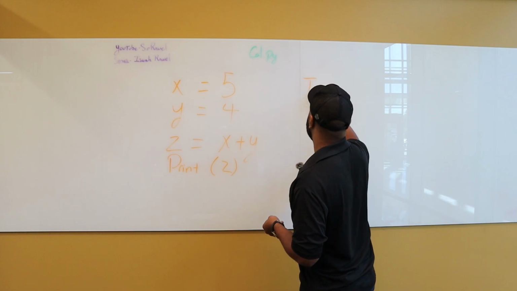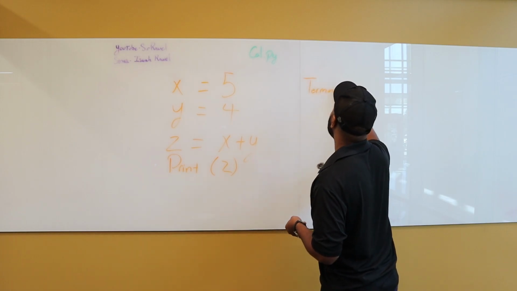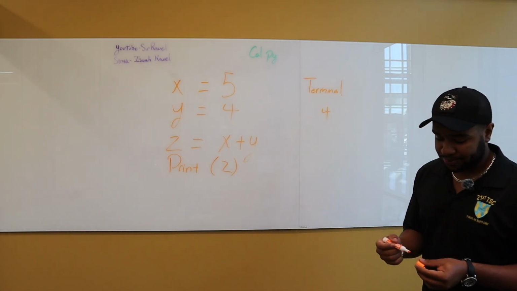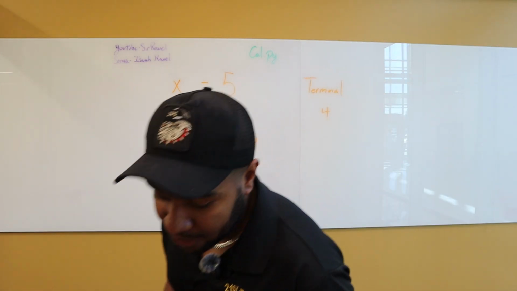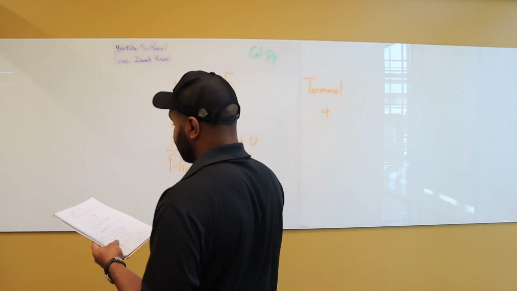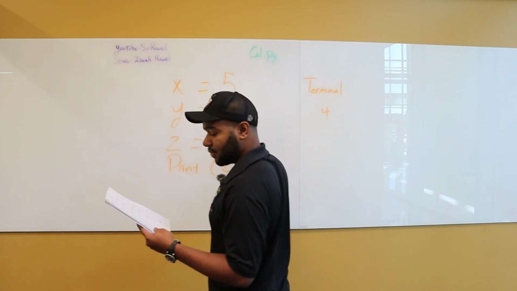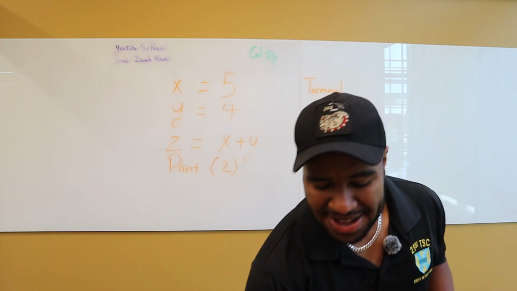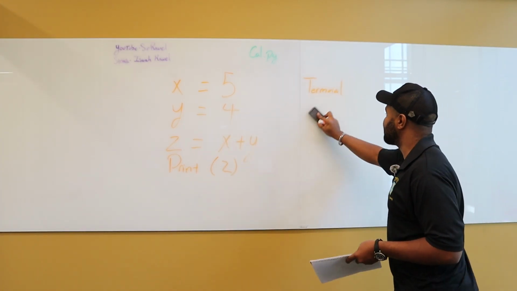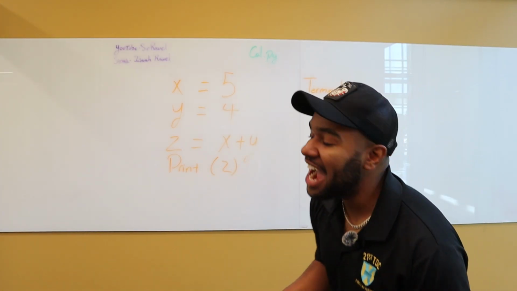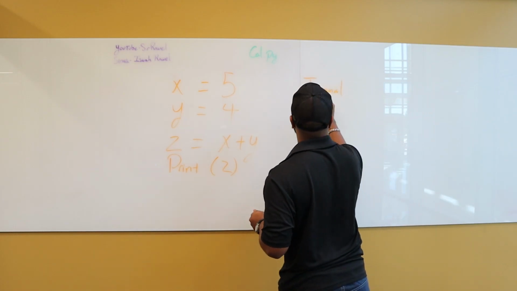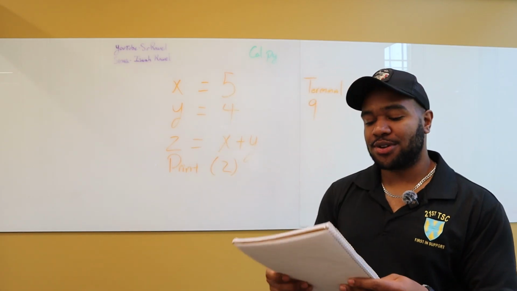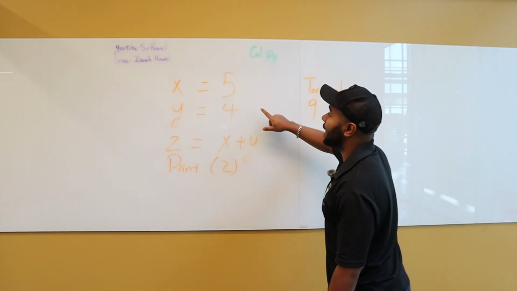In the terminal, our output is gonna be 4, right? And it's gonna be 4 because 5 plus 4 is 9. No, oh my gosh. 5 plus 4 is 9. What am I doing? I'm trying to teach y'all, I can't even do basic math. So yes, 4 plus 5 is 9.